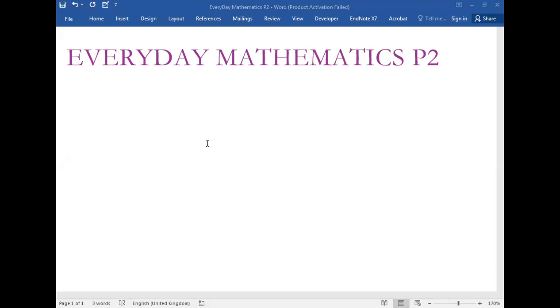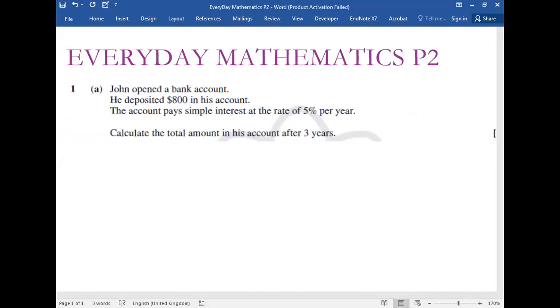Let's go through a few past paper questions regarding everyday mathematics. Read the question very thoroughly and carefully because major part of these questions is comprehension.